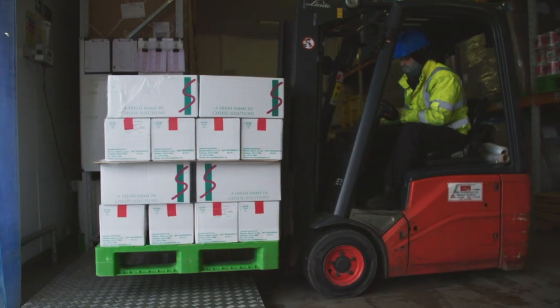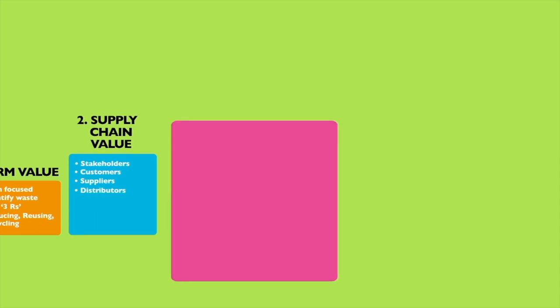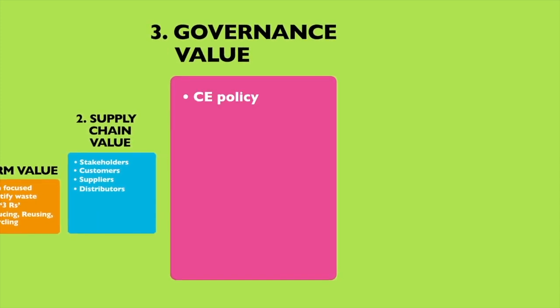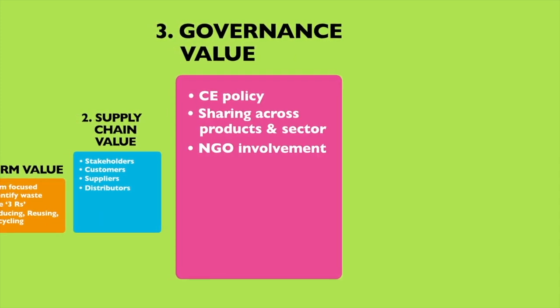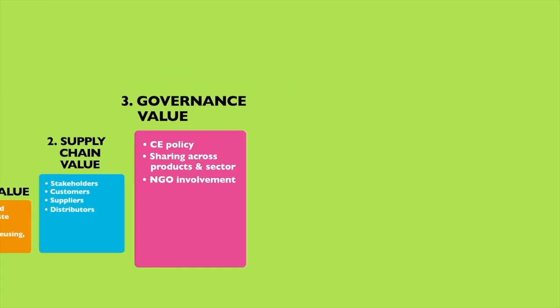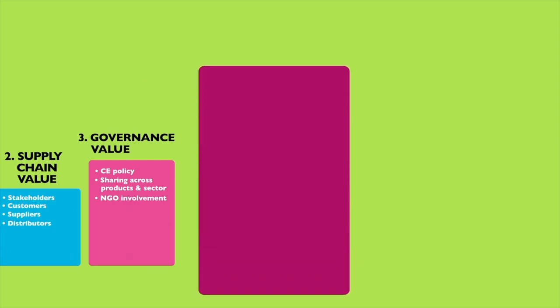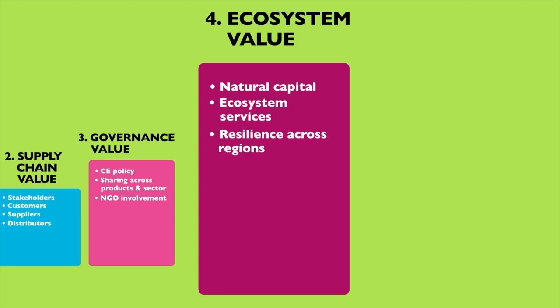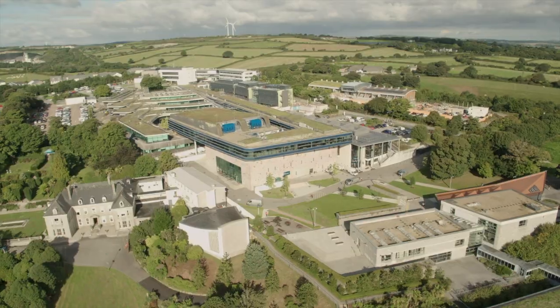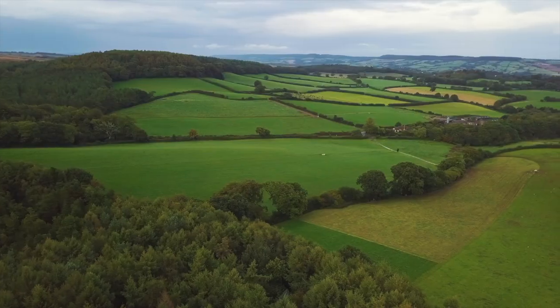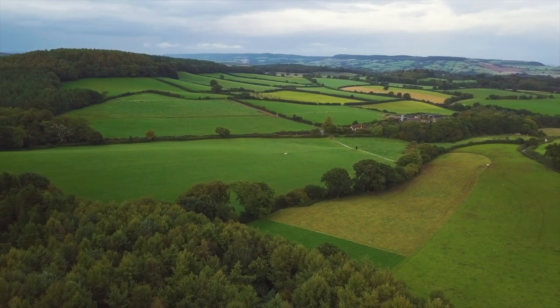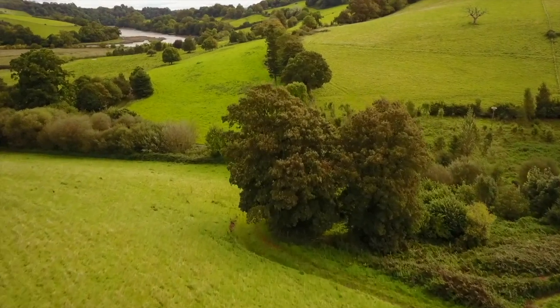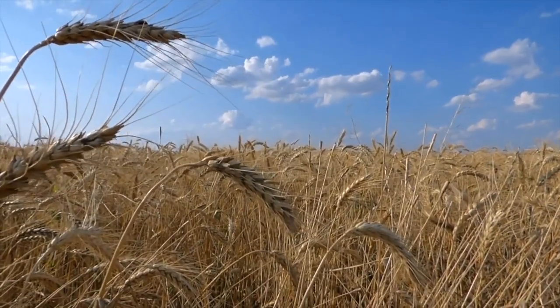On the 3rd level, it's all about governance value. Here, our firms will be helping to shape policy, they'll be sharing ideas for circular products and services across the sector, and non-governmental organisations may start to get involved. At the highest level, step 4, it's about the whole ecosystem. And by this we mean that the whole region is now involved, working across the supply chain with consumers and policymakers. There may even be a regional hub where knowledge can be exchanged between firms.